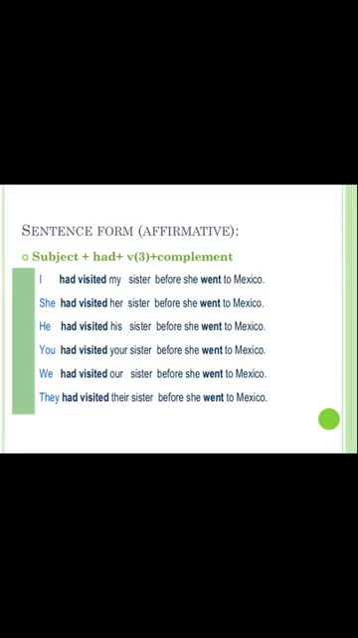So look at all of the examples. She had, you had, we had, they had, I had, Ahmed had, Rama and Ali had. It doesn't matter if the subject is singular or plural. We use had with all the nouns. You have to memorize the verb 3 or past participle for the verbs. For example, be, was, were, been.